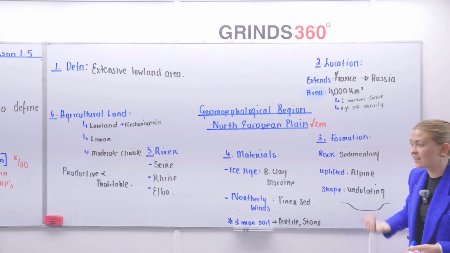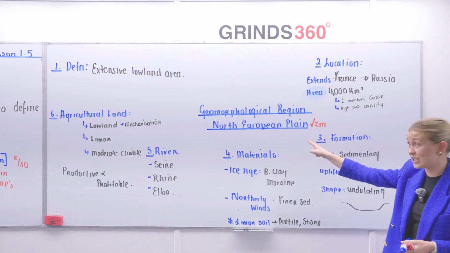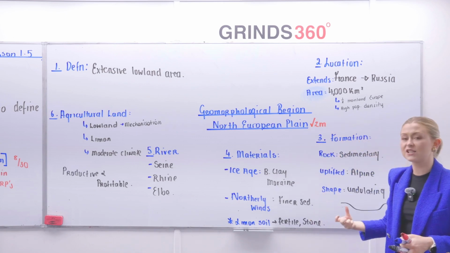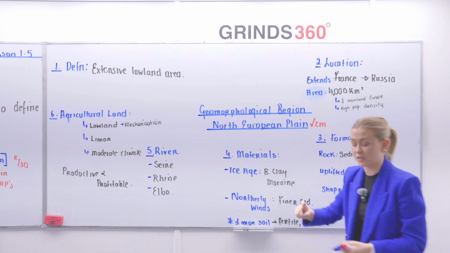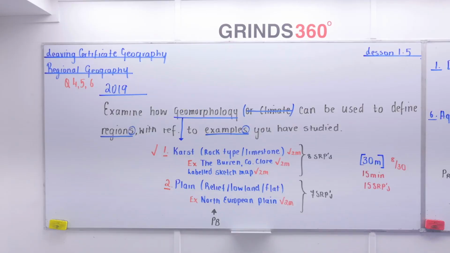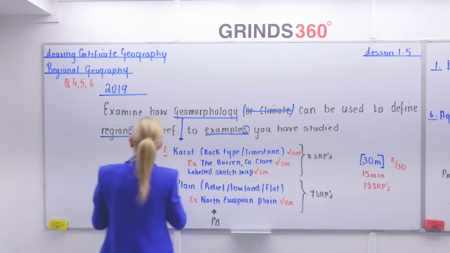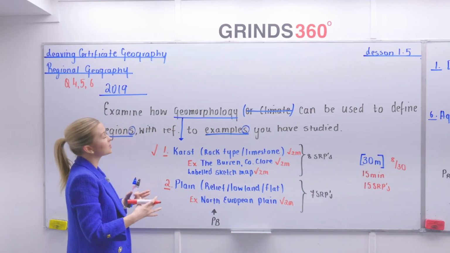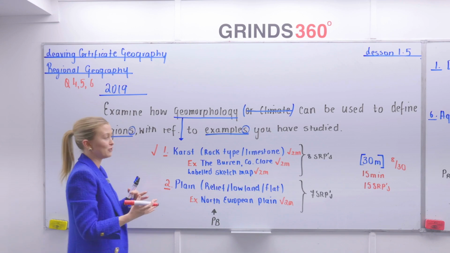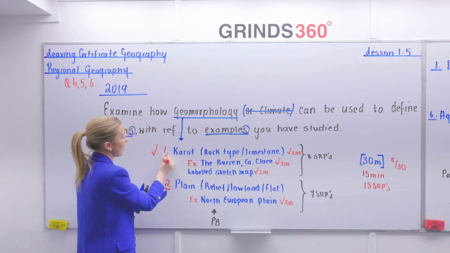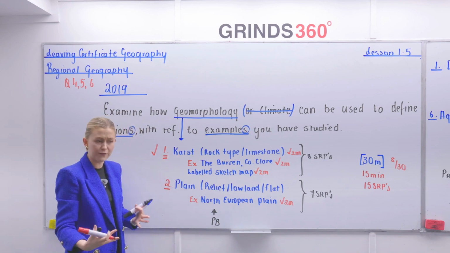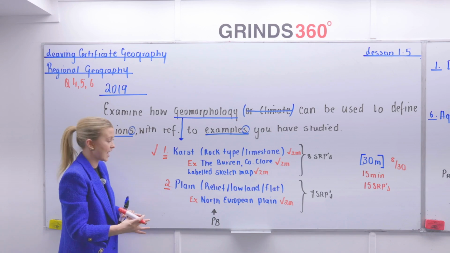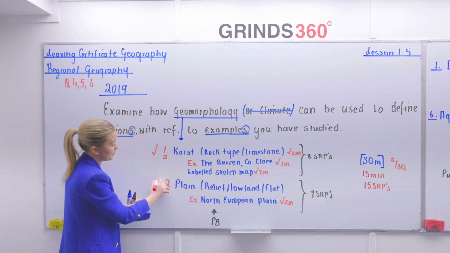Take a second, take this down. First thing you learn is your table. Add in as much detail as you can at the start and then narrow it down. Let's jump back to our question. My question asked us to examine how geomorphology can be used to define regions with reference to examples that you have studied. Our karst landscape is done. Again, not a physical essay on karst, it's a different essay. And now we have our North European plain done.